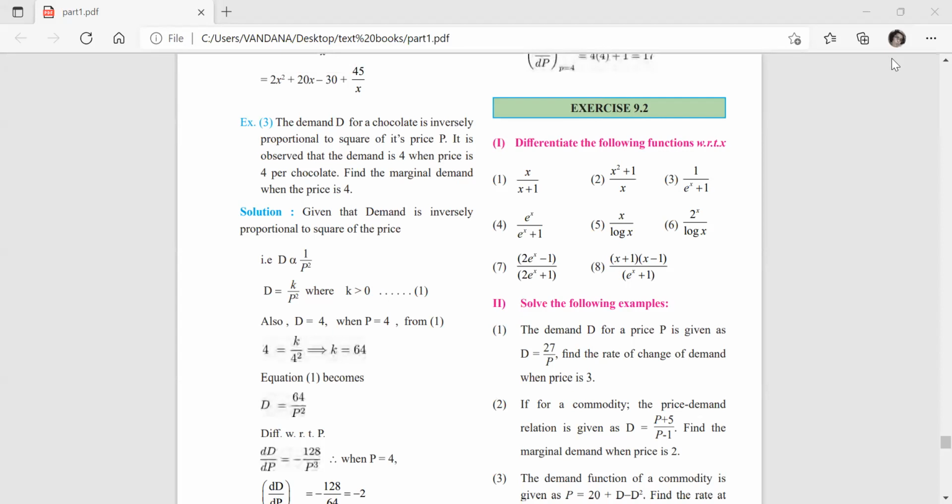Exercise 9.2, question number 1, we will do first, and then we'll go with the economic functions. Question number 1, differentiate the following. This is all product and quotient rule. Actually you can solve this, but still I'm solving.